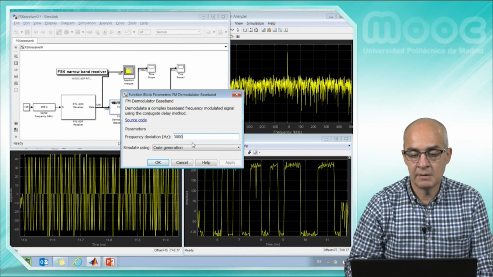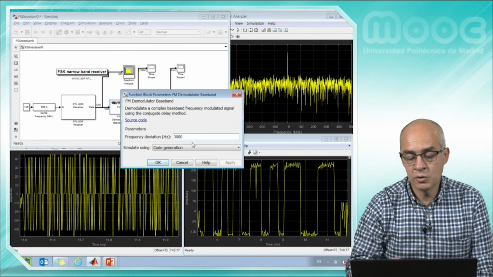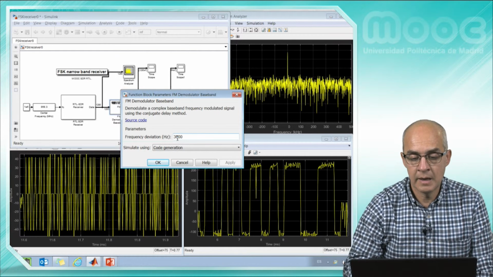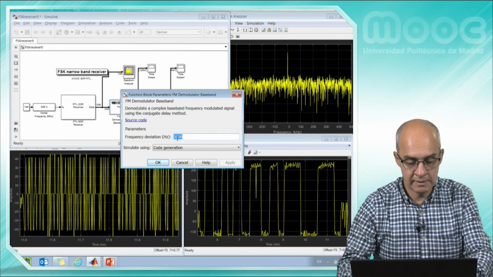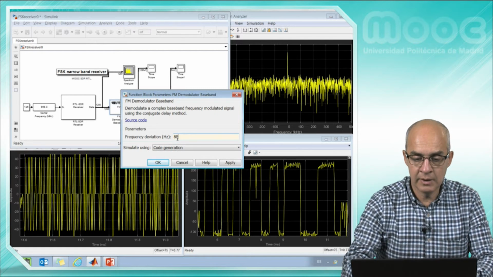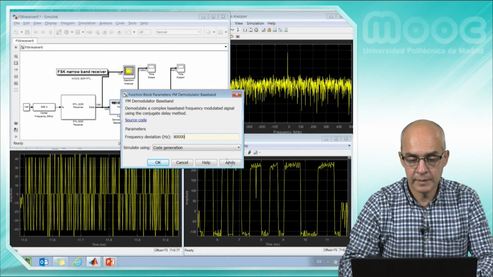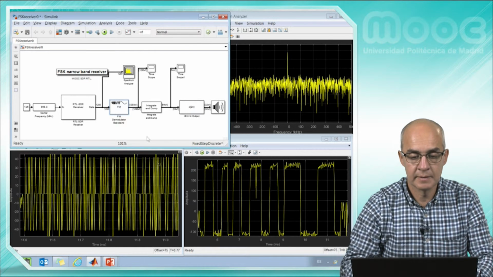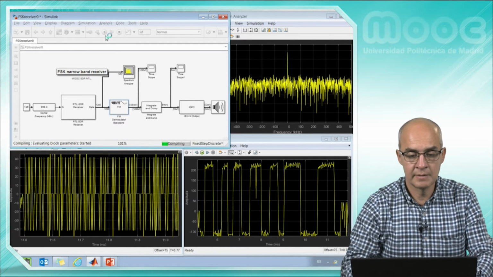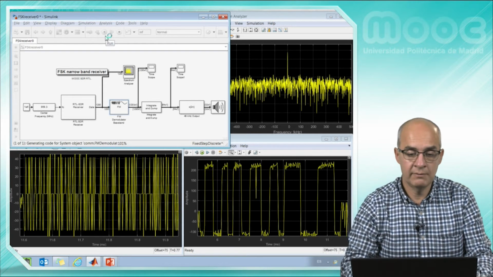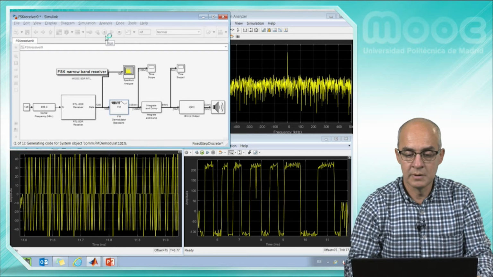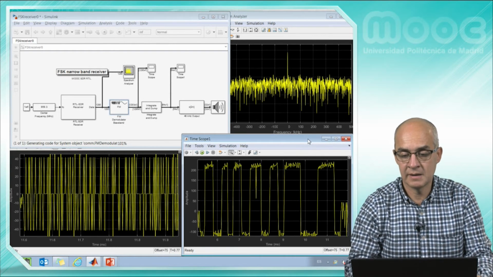We can estimate the frequency deviation, and also we can fit this frequency deviation to get the highest output. If we put here, for example, 8 kHz, the output will have lower level. Execute again. So we have to fit the frequency deviation to get the highest output in the data signal.